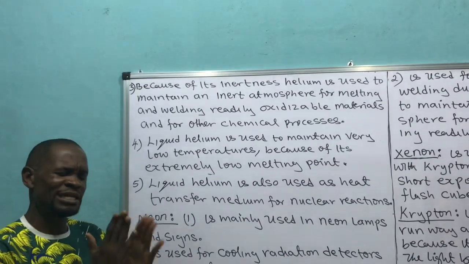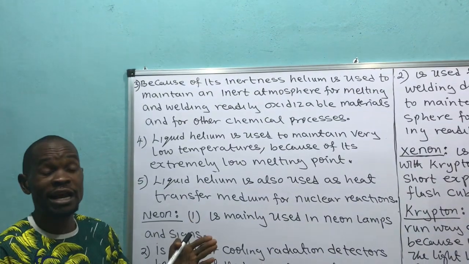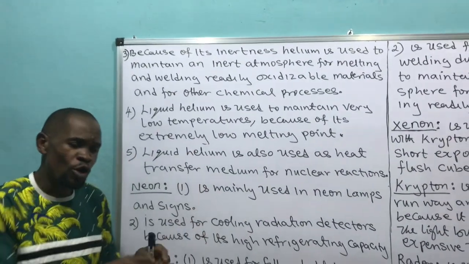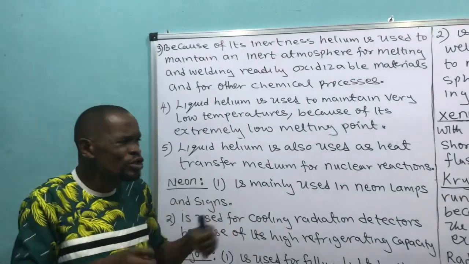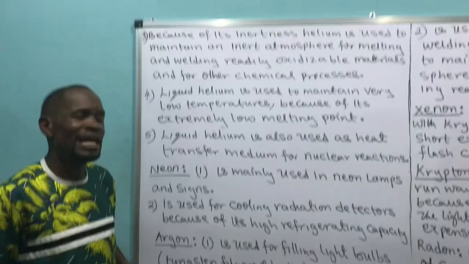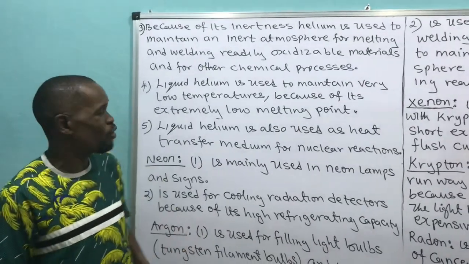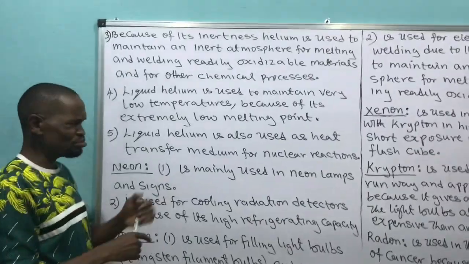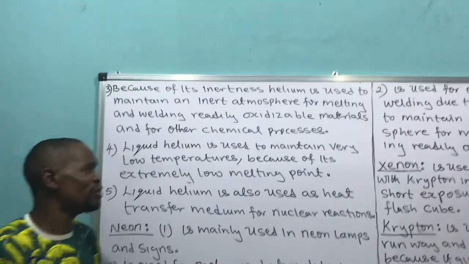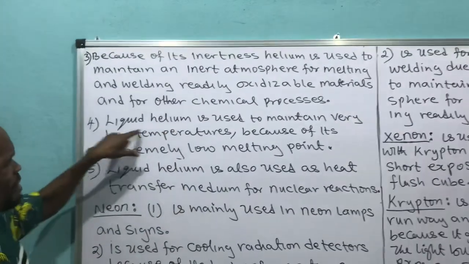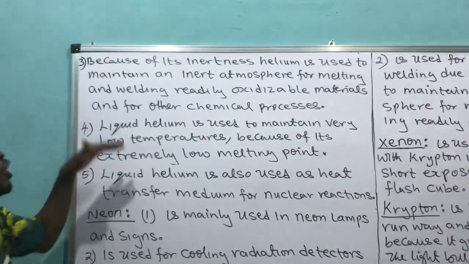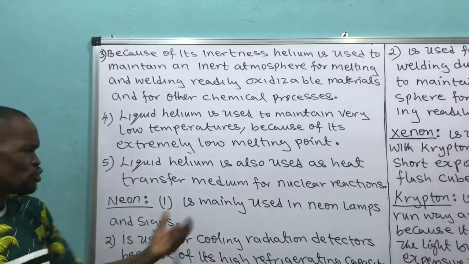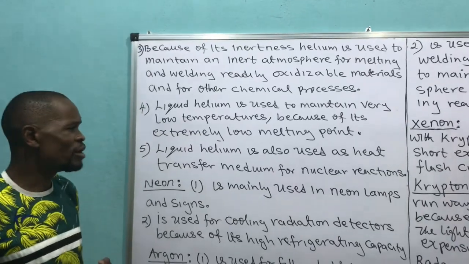You know that we have a material which we use to carry that nuclear reaction. For that material not to burn, we use helium to reduce the quantity of heat that will be generated as a result of the nuclear reaction. Just like what we said in number 4, it is used to maintain low temperature. That attribute is what is applied here in the nuclear reaction.